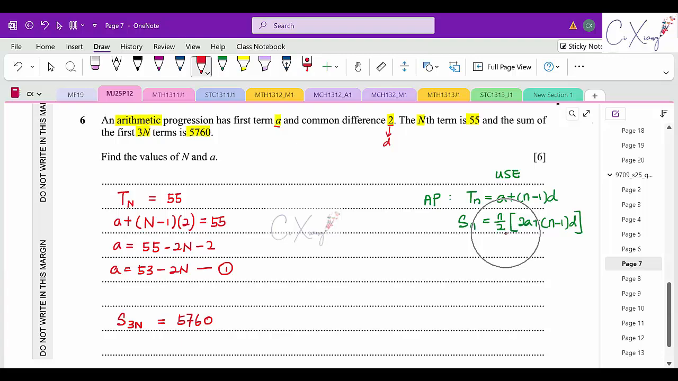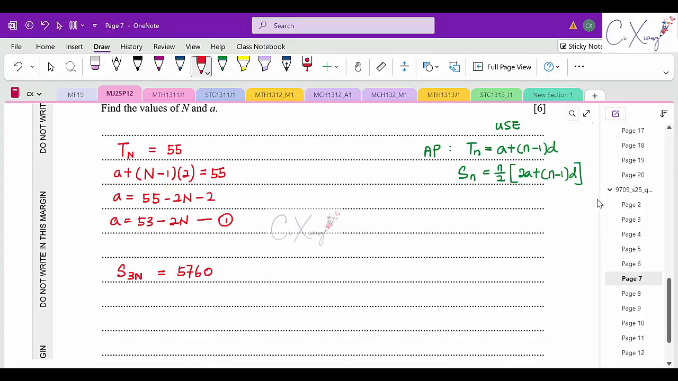So we want to apply it in this formula here. Our n now becomes 3n, and the n is the capital letter N, okay? So I'm having n over 2, so 3n over 2, (2a + (n - 1)d). So the n you change it to become 3n, capital letter, then minus 1. The value of d that we know is 2, right? And it is equal to 5760.